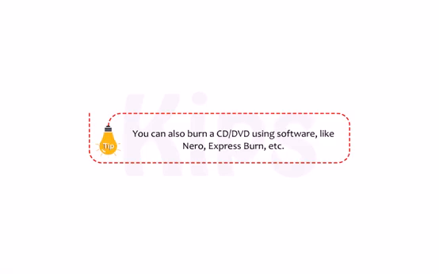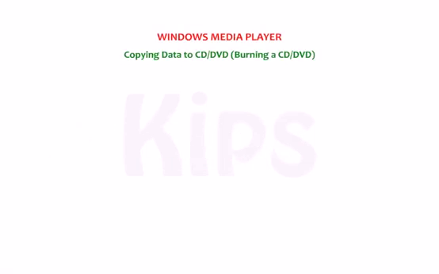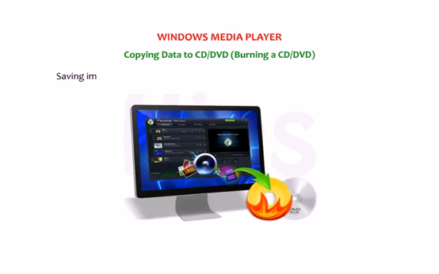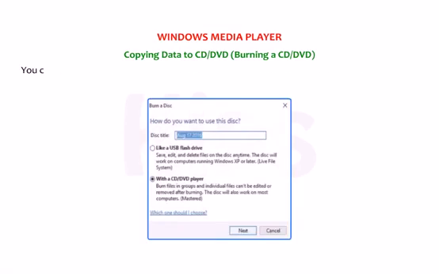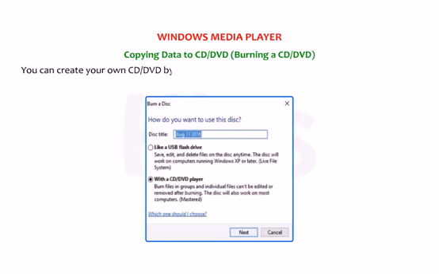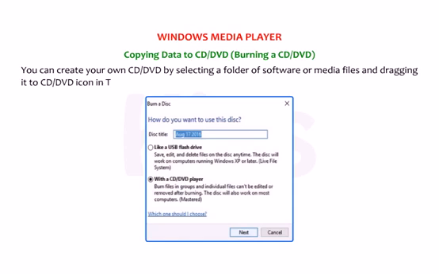Alright student, now let us give you a tip. You can also burn a CD or DVD using software like Nero, Express Burn, etc. Copying data to CD or DVD, burning a CD or DVD. Saving important information on a CD or DVD is as easy as saving on a hard disk. You can create your own CD or DVD by selecting a folder of software or media files and dragging it to the CD or DVD icon in this PC folder.